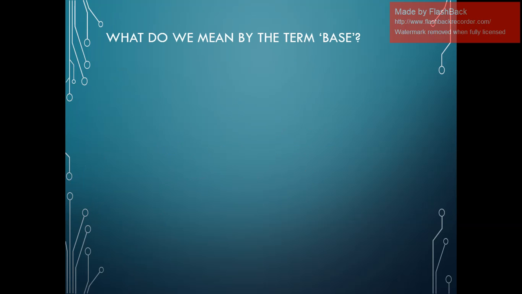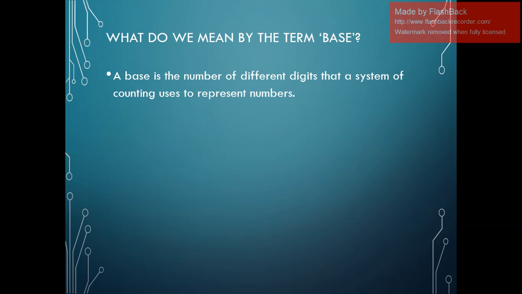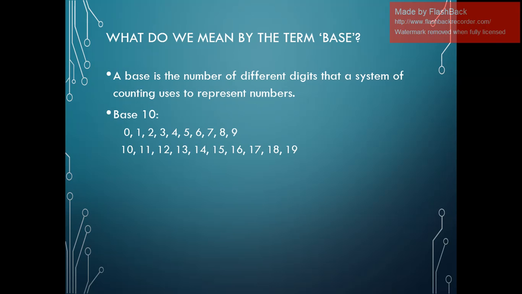As you can see on the slide, a base is the number of different digits that a system of counting uses to represent numbers. For example, the base which is used on Earth is base 10, since Earthlings count using 10 digits, ranging from 0 to 9, and then start again from 10, i.e. 10, and then 11. However, this is not the only base system.